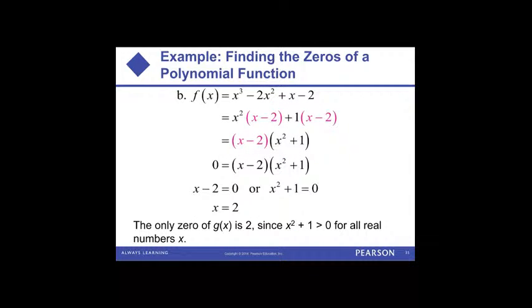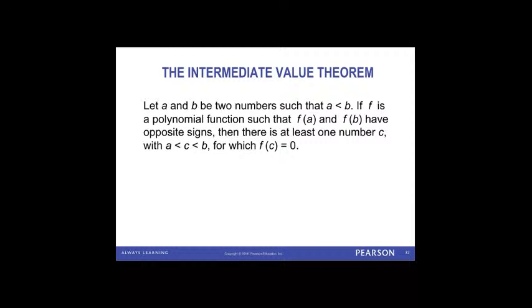So then we have this theorem called the intermediate value theorem. Let A and B be two numbers such that A is less than B. If f is a polynomial function such that f of A and f of B have opposite signs, then there has to be at least a number c between A and B that's going to produce a 0. That's going to cross the x-axis, right?